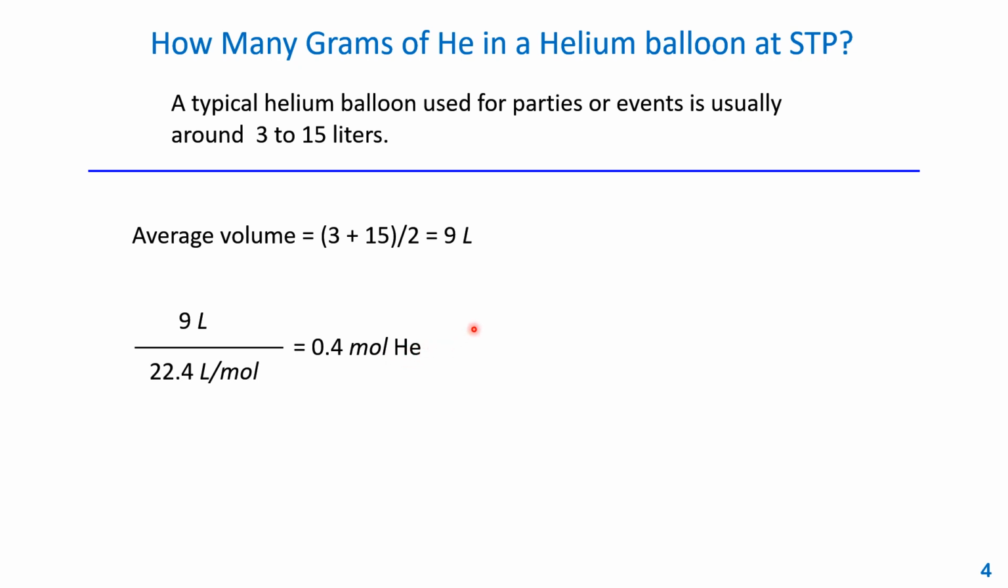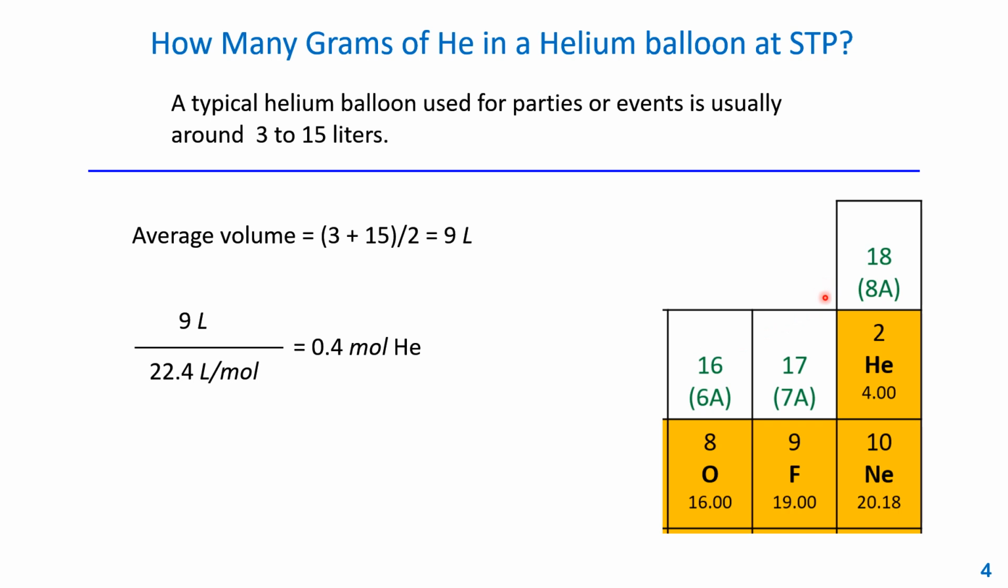And then when you have moles and you want to calculate the mass, you need to use the moles times the molar mass of helium. So helium's molar mass is 4. So 0.4 times 4 is 1.6 grams of helium. So in an average size balloon of helium, the mass of the helium inside is about 1.6 grams.